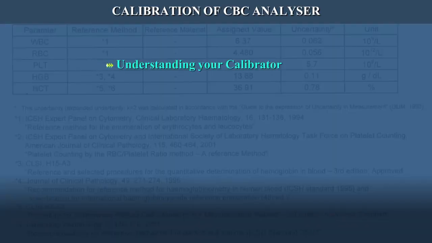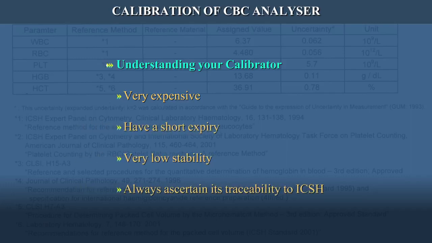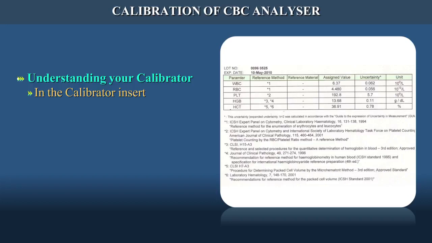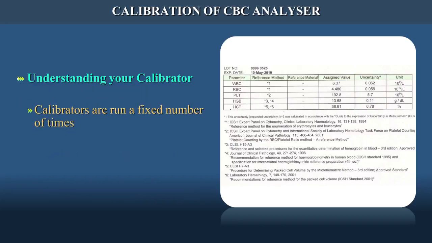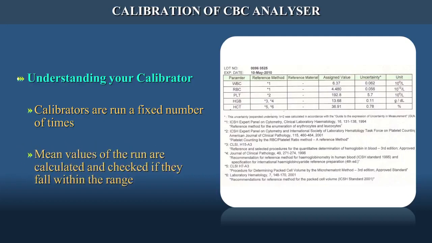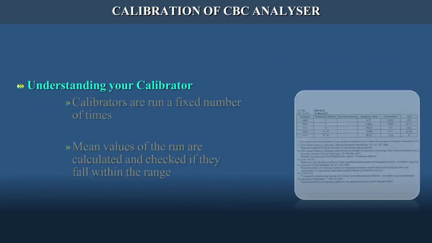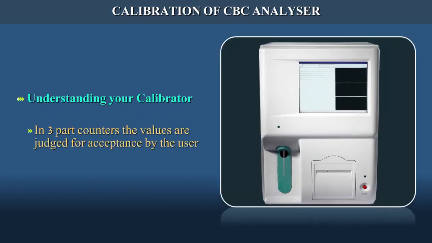Understanding your calibrator. Calibrators are very expensive and have a short expiry and very low stability. Always ascertain its traceability to ICSH. In the calibrator insert, you can find the target values which are available as a range with the uncertainty of measurements or fixed as in 5-part calibrators. The calibrators are run a fixed number of times, minimum 5, of which the first is discarded and the rest averaged. The mean values of the run are calculated and checked if they fall within the range. In 3-part counters, the values are judged for acceptance by the user.